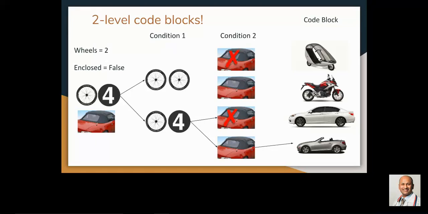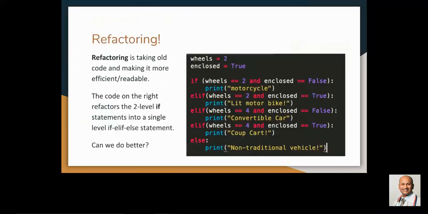Only one wheels equals 4. And then on wheels equals 4, it tests the enclosed condition. If it's false, then it goes straight to convertible. And the thing about this nested condition is that if you have too many nested conditions, you can almost always convert it into a condition with an and clause.